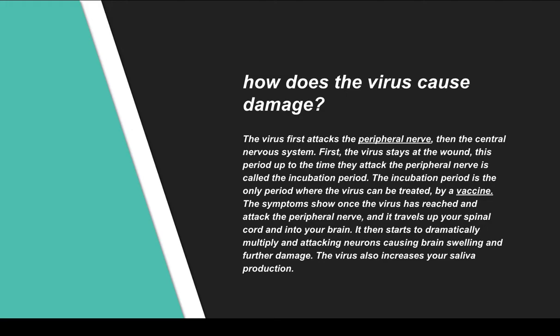The symptoms show once the virus has reached and attacked the peripheral nerve. And then it travels up your spinal cord and into your brain. It then starts to dramatically multiply and attack neurons, causing brain swelling and other damage. The virus also increases your saliva production.